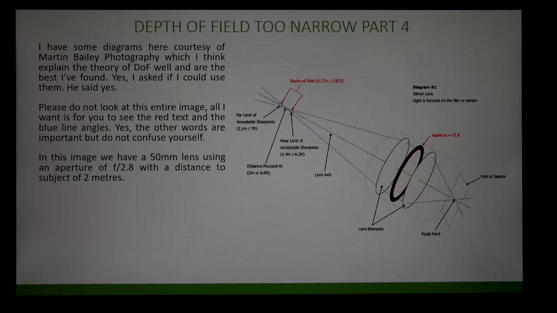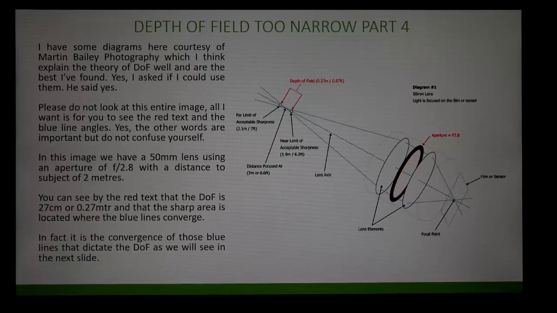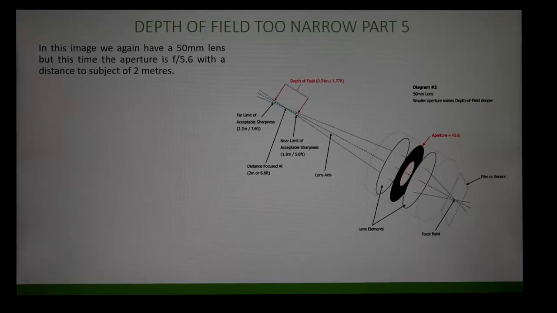In this image, we have a 50mm lens using an aperture of f2.8 with a distance to subject of 2 meters. You can see by the red text that the depth of field is 27 centimeters or 0.27 of a meter, and that the sharp area is located where the blue lines converge. In fact, it is the convergence of those blue lines that dictate the depth of field, as we will see in the next slide. Depth of field too narrow, part 5.